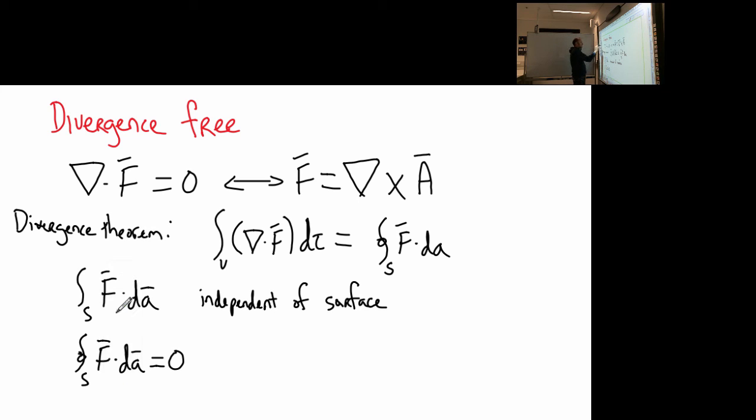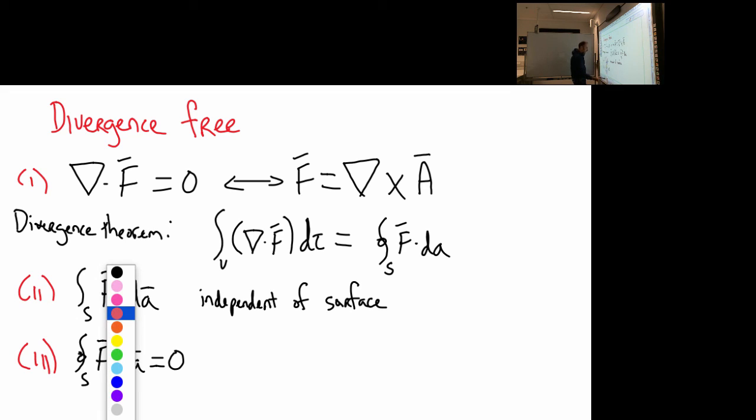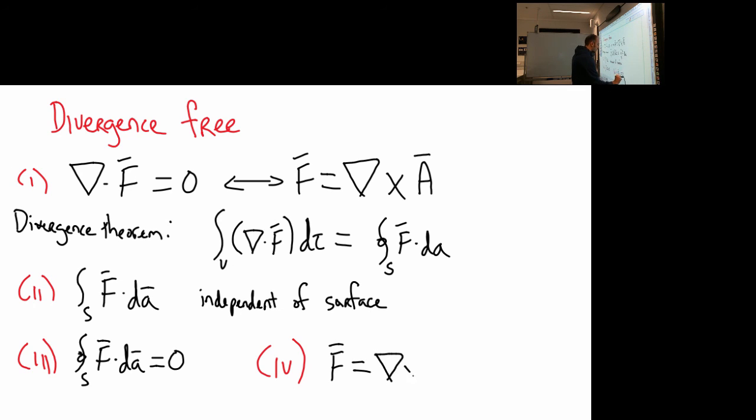Okay, so here we have our first point, second point, and the third point. And for the final point, it goes back to the start. What we can do is write the vector function F as the curl of some vector potential A. So for a divergence-free field, if it satisfies one of them, it would satisfy all of them. So it would satisfy all the conditions.